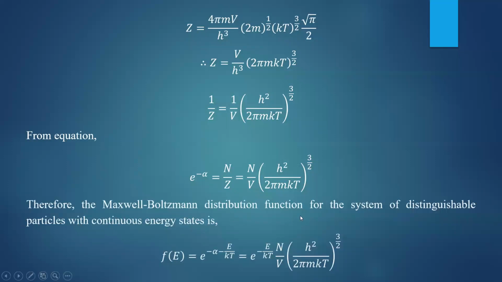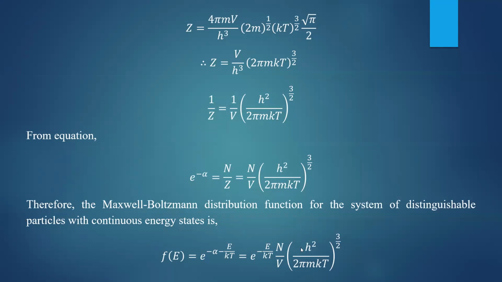Therefore, the Maxwell-Boltzmann distribution function for the system of distinguishable particles with continuous energy state will become f of E is equal to e to the power minus alpha minus E by kT, which is equal to e to the power minus alpha replaced by n by V into (h square divided by 2 pi m kT) to the power 3 by 2 and e to the power minus E by kT as it is. So this is the distribution function after obtaining the value of e to the power minus alpha.